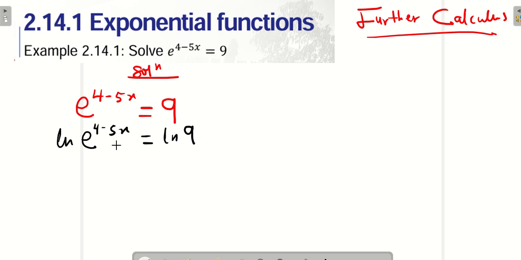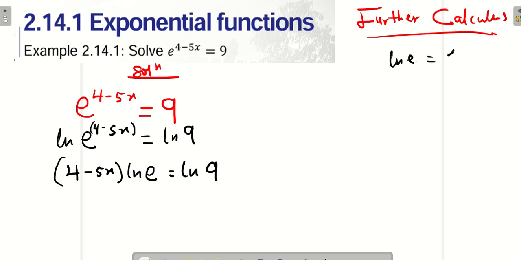Then with the laws of logarithm, we know that whenever you have an exponent, the exponent can come and multiply the logarithm. So we can write this as 4 minus 5x multiplying the natural logarithm of e should be equal to ln 9. But we know that ln e is equal to 1. So this whole expression is 1. So we have 4 minus 5x should be equal to ln 9.